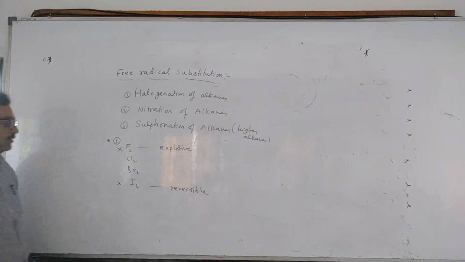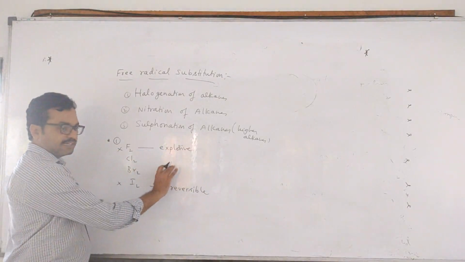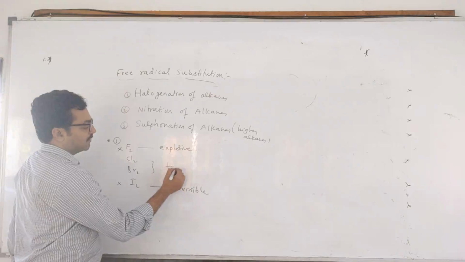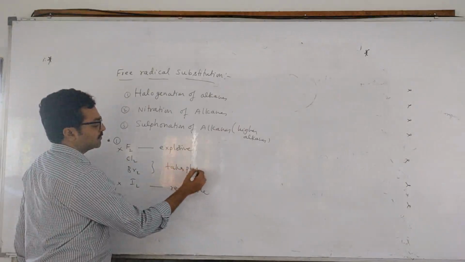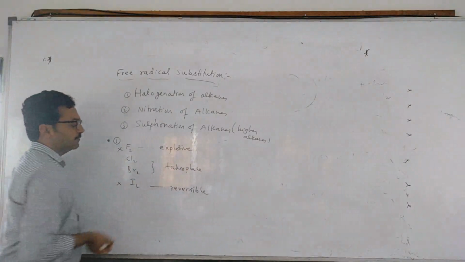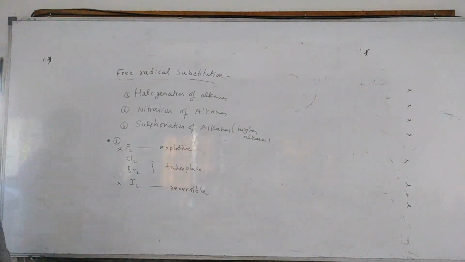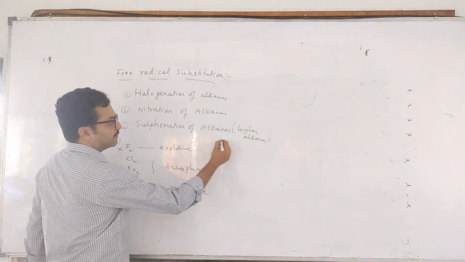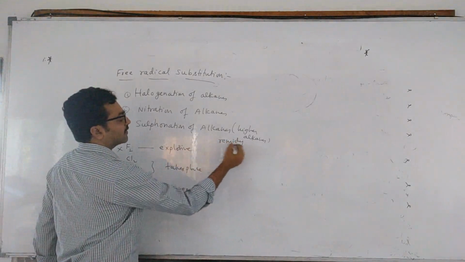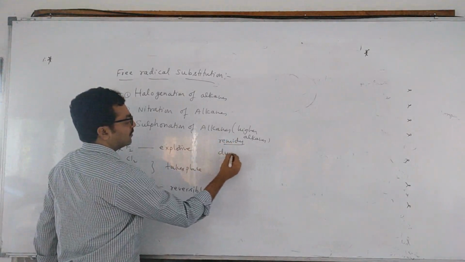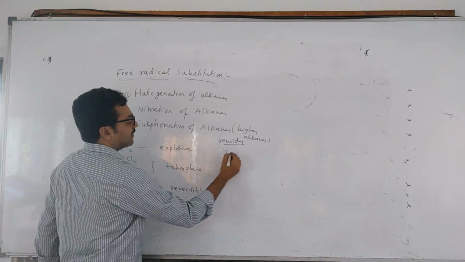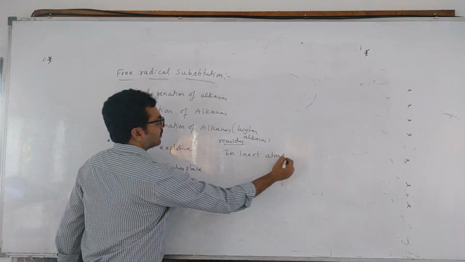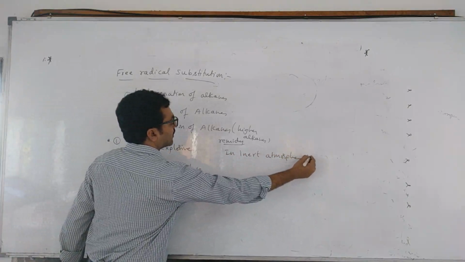This is the first point. These two, chlorination and bromination, generally take place normally. Now fluorination is explosive. So what is the remedy for that? Do it in an inert atmosphere, like nitrogen. In an inert atmosphere we can do it.